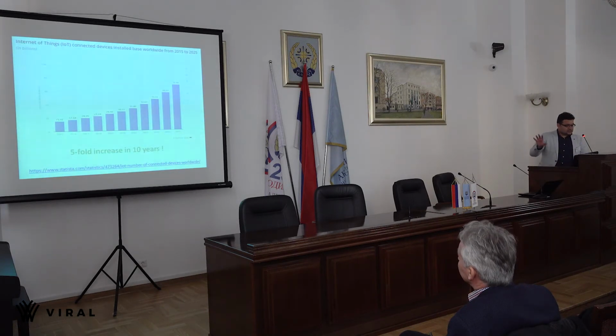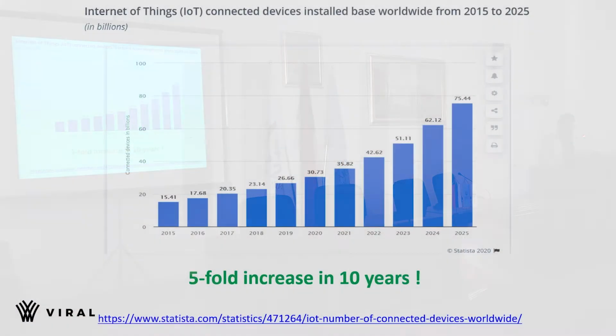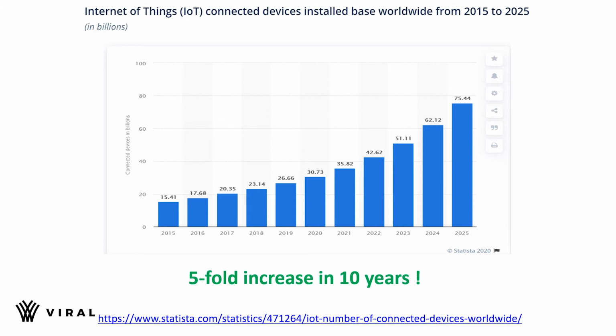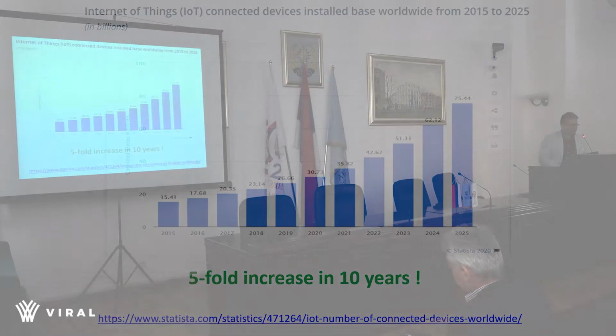If you look at Internet of Things connected devices and compare with the last 10 years, it is fivefold more. So after 5 years, we expect 75 billion Internet of Things devices. And unfortunately, some of them are vulnerable to attacks because people are still using default passwords. You can see a very simple password like admin, admin, for instance, is widely used. You cannot imagine how people are using these default passwords.